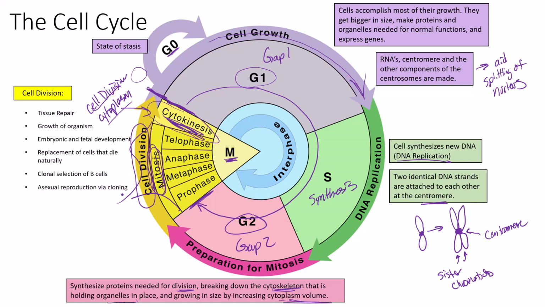Some cells have the ability to reproduce via cloning, and that is a form of asexual reproduction. Maximizing the cell surface area to volume ratio, what does that mean? Cells are actually more efficient if they are smaller. Smaller cells are more efficient because they have a higher surface area to volume ratio. As a cell gets bigger, its surface area to volume ratio decreases because the volume is increasing faster than the surface area.